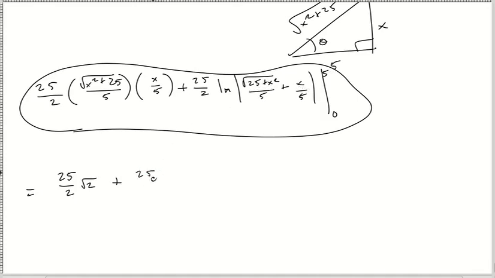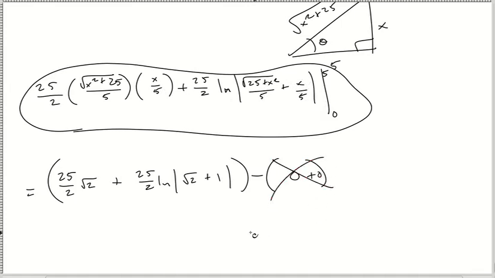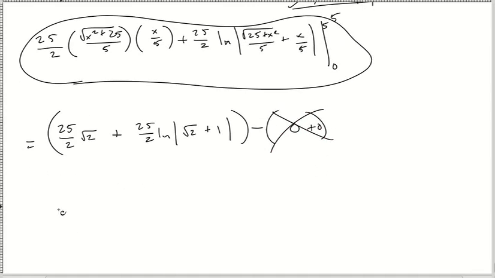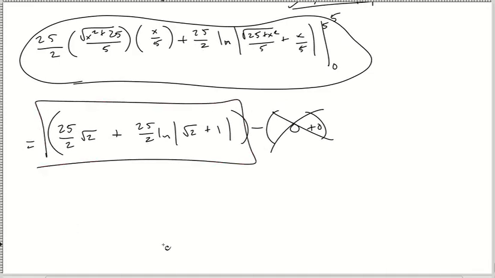And so I get my 25 over 2 ln of the square root of 2 plus 1, minus, and I'm plugging in a 0. Square root of 25 is going to be a 5. 5 and 5 cancel. The 0 just cancels everything here anyways. 0 here cancels, but notice again, 5 over 5 is a 1. ln of 1 makes it 0, so plus 0, whatever. You don't need it. And so this is now your final answer. And yes, that is it. I'm not even going to rewrite it.